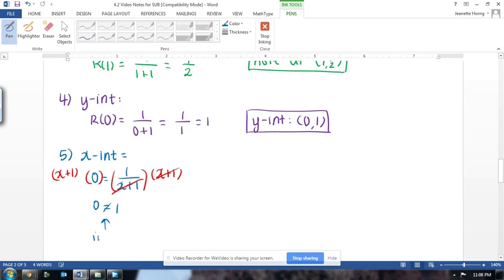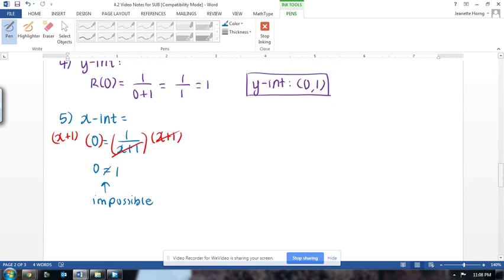That's impossible. So when you get to this situation, where you're trying to solve for an x-intercept, I want you to know, because this is impossible, that 0 equals 1 means there are no x-intercepts. I tried to solve for them the way that you're supposed to, but this one has no x-intercepts. Okay, our next step is then to find out about our asymptotes.